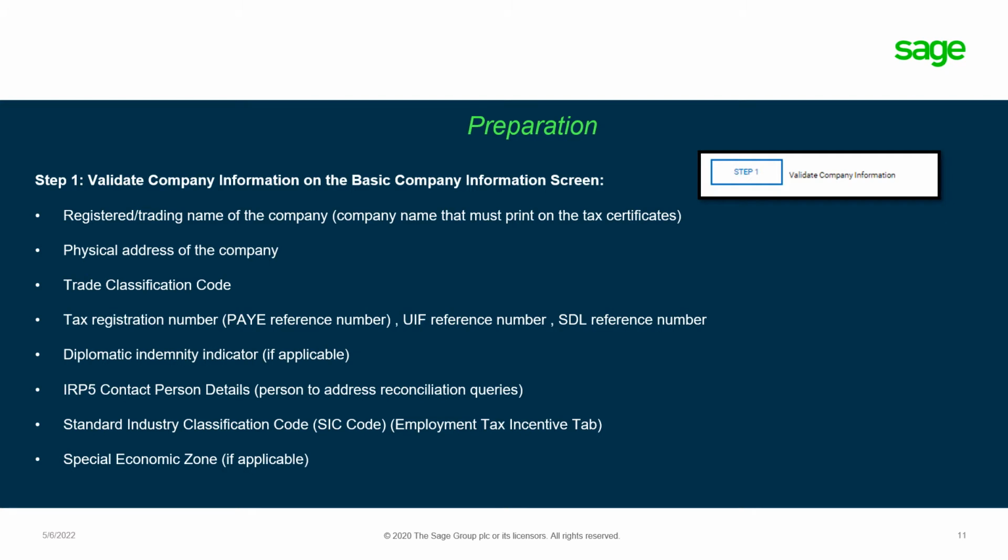This will include the registered or trade name of the company, the physical address of the company, trade classification code, tax registration number. This will also include the pay-as-you-earn reference number, UIF reference number, and the SDL reference number. Diplomatic indemnity indicator if applicable, IRP5 contact person details, the person to address reconciliation queries to, standard industry classification code, known to us as the SIC code, that's available on the Employment Tax Incentive tab, special economic zone if applicable.